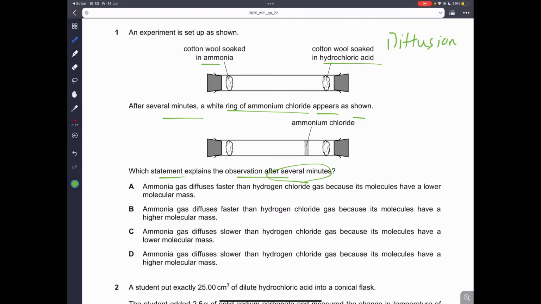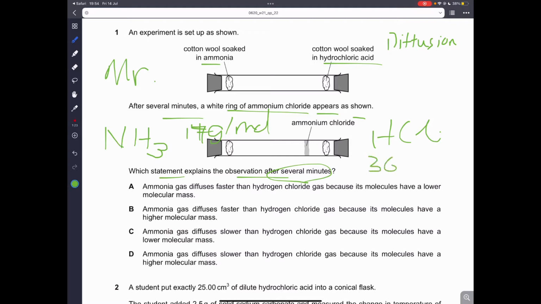So for diffusion, ammonia gas, remember ammonia is the formula NH3, and hydrochloric acid is the formula HCl. So now you have to find the Mr, the molar mass of each. So nitrogen is 14, hydrogen is 1 times 3, so this is 17 grams per mole for ammonia, and hydrochloric acid is 36.5 grams per mole. How did I get this? Well, hydrogen is 1, chlorine is 35.5. If you add them together, you get the molar mass of hydrochloric acid, which is 36.5.